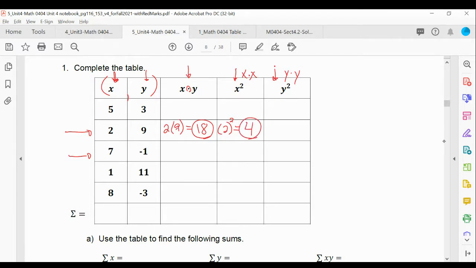If I square the Y values, that would be 9 times 9. So that's 81. And circle that answer. So that's what would go in that second row. So fill in the first one. Try the first one on your own.